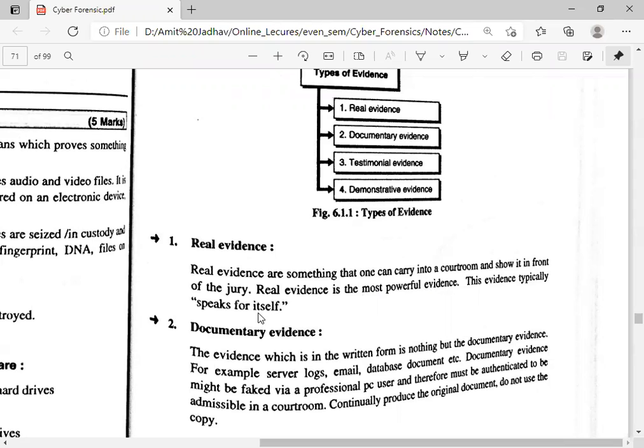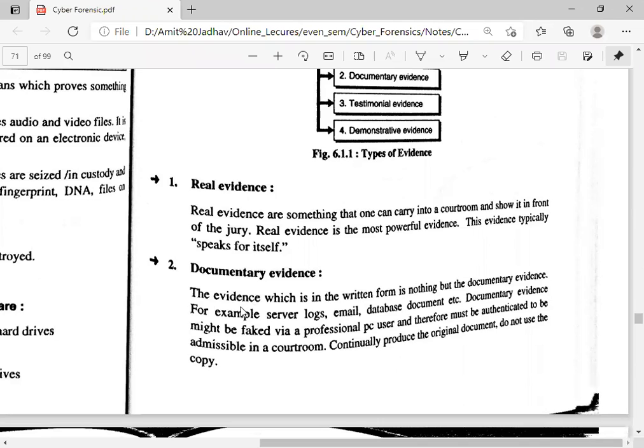So real evidence is nothing but live evidence that we can put before the court, and it speaks for itself. That means the evidence is enough to prove the case, to prove our things.